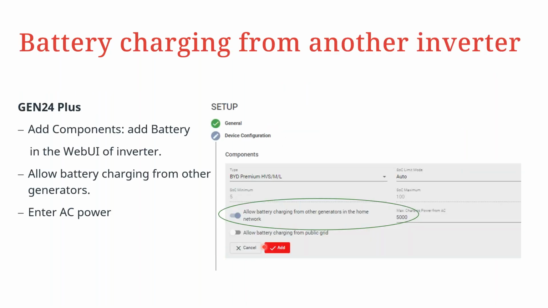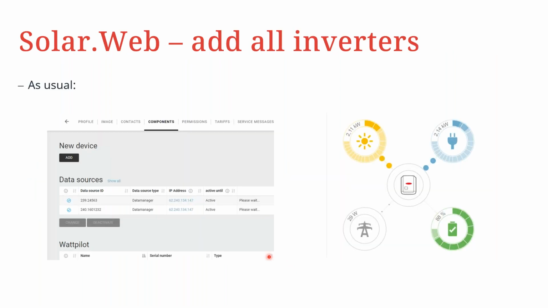Once that is done, it is possible for you to activate the option to allow for battery charging from other generators in the home network. Then you can go ahead and save all this information, because if you don't save it, it would not be actuated. That's it. Once that is done, you can go ahead and add all inverters on the platform, that is SolarWeb, where you can easily monitor and view your systems, as can be seen in this case.